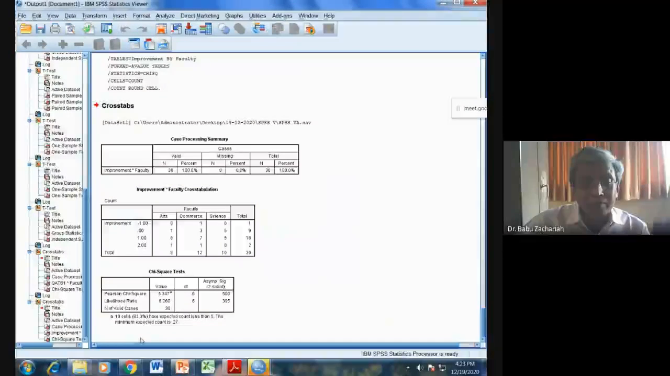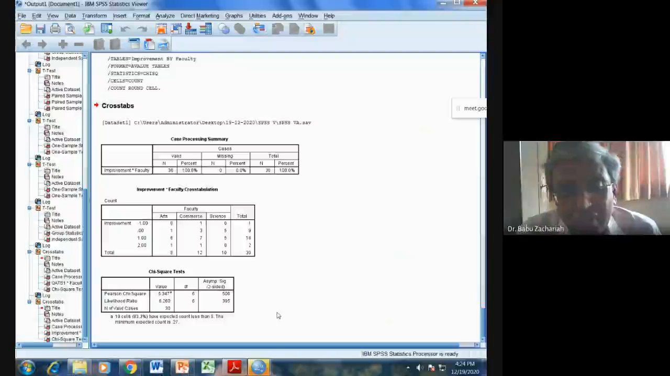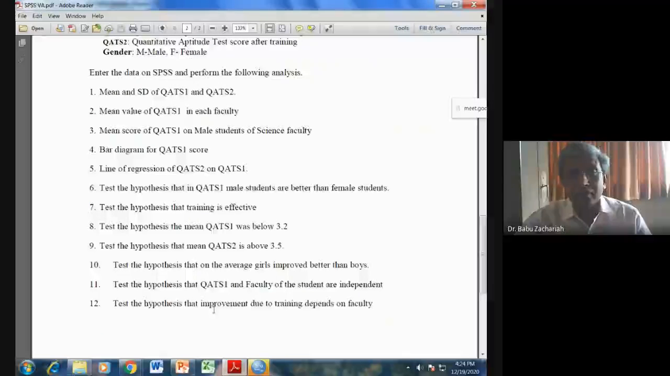So it comes here. The value is 5.347 and two-tailed significance is 0.5, divided by 2, 0.25. Much larger than 0.05. So the chi-square calculated falls in the acceptance region. Null hypothesis accepted. Means that the two attributes are independent. So improvement and faculty, they are independent. This was the last question. With this, we conclude.